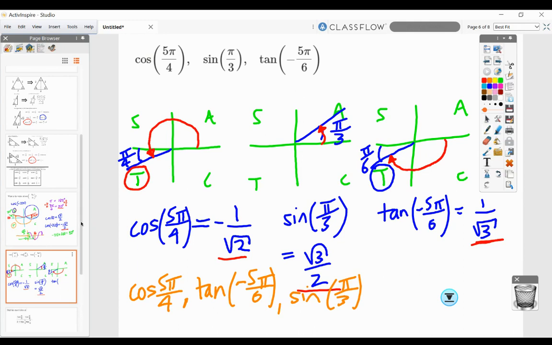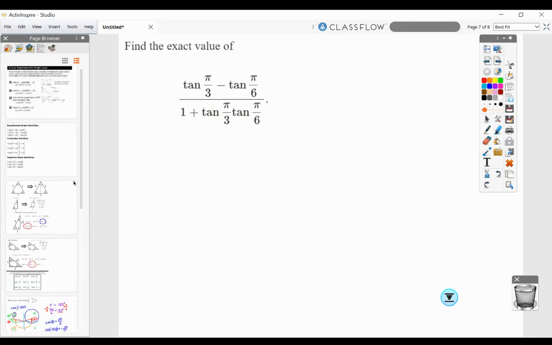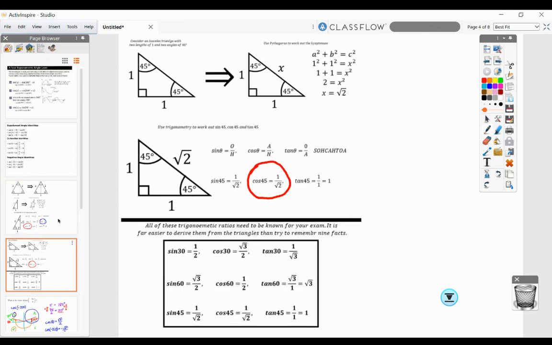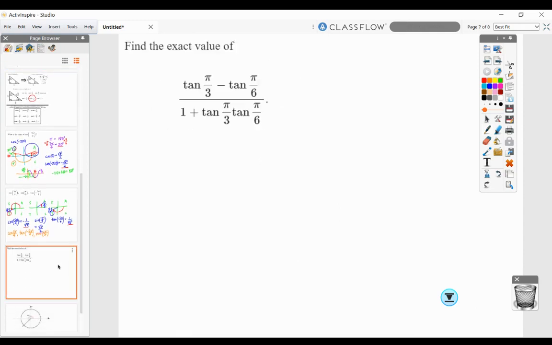Right, next one's actually weirdly easier, because finding the exact value of this, we know we can just get these from our special triangle. So we know pi over 3, we know pi over 6. So tan pi over 3 and tan pi over 6. So we're looking at this one. That's tan pi over 6, and this is tan pi over 3. So we're looking at 1 over root 3 and root 3. Right. Let's do this then.